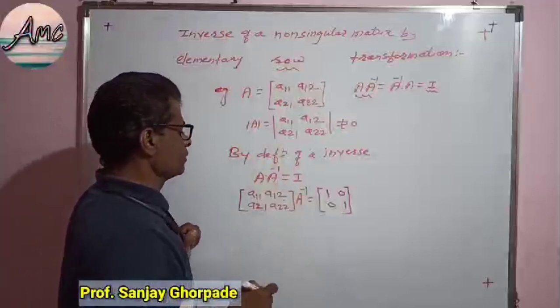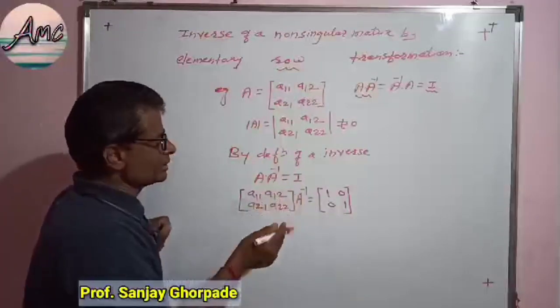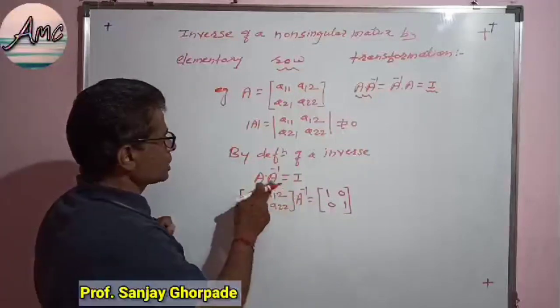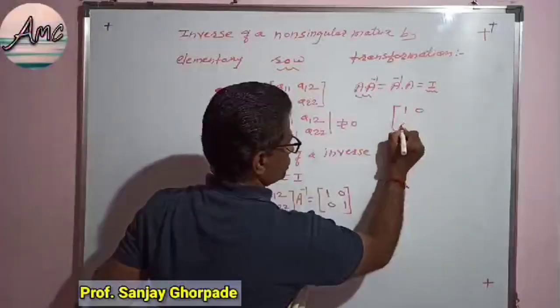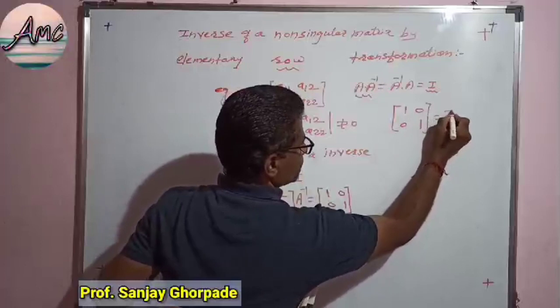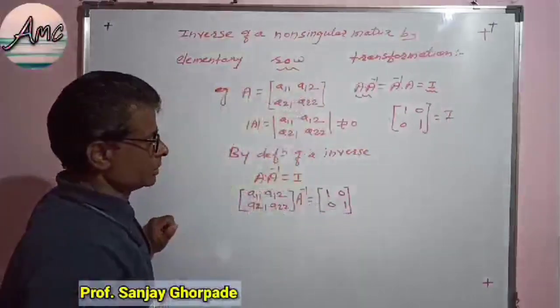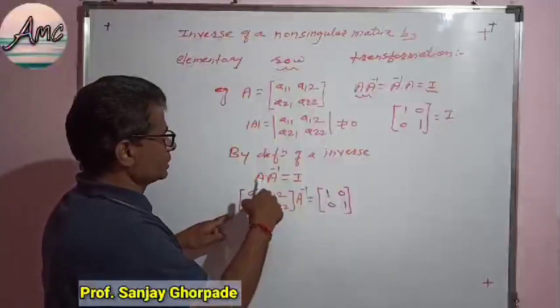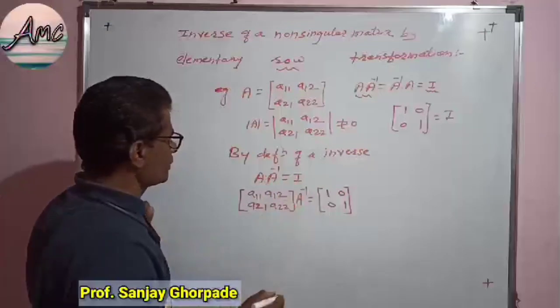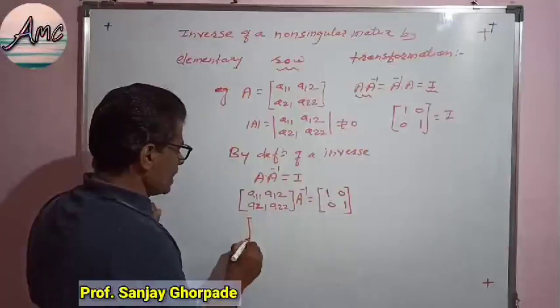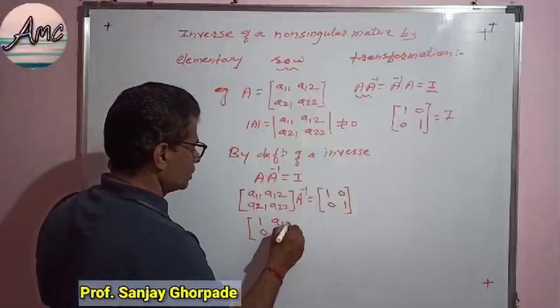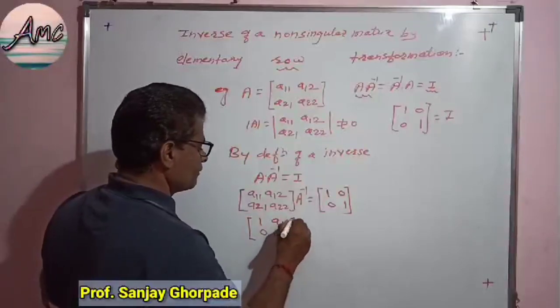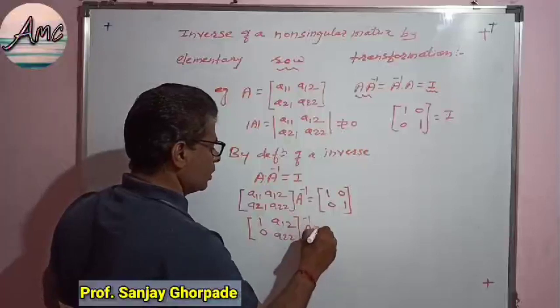Now listen here carefully. By using the elementary transformation method, you have to convert this matrix A into the identity matrix. To convert this matrix into the identity matrix, first what we do? First, we make the first column as 1, 0.